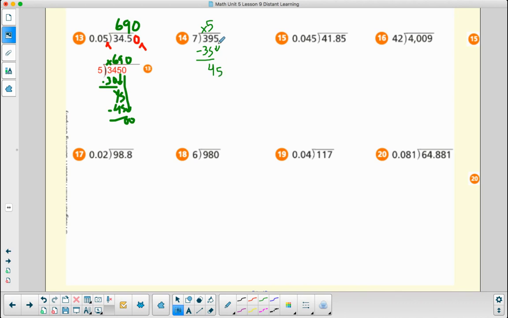45 divided by 7 is 6. 6 groups of 7 would have used 42 of these. And I have a remainder of 3. And they told me I can just write my remainder as the whole number 3.